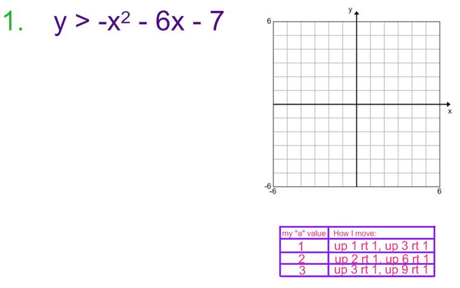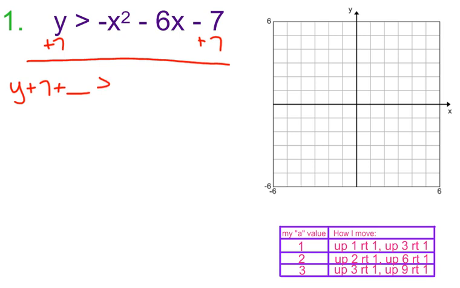To start, that tells me that I'm going to move my constant over. So I would have y plus 7 plus blank is greater than. And now this is gone, but notice I have a negative here. I can't have an a value that's not positive 1. So I'm going to have to take this negative 1 out and divide both terms by negative 1.